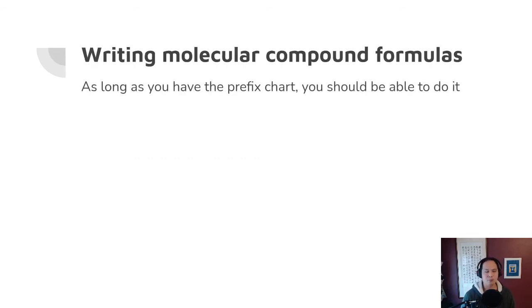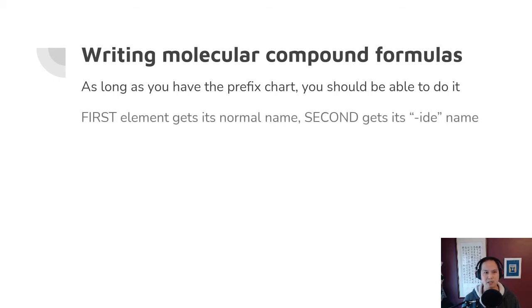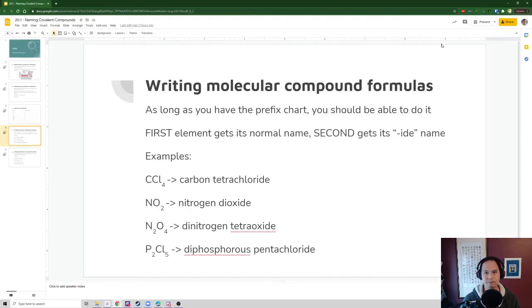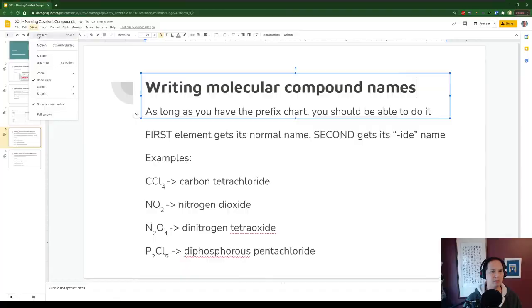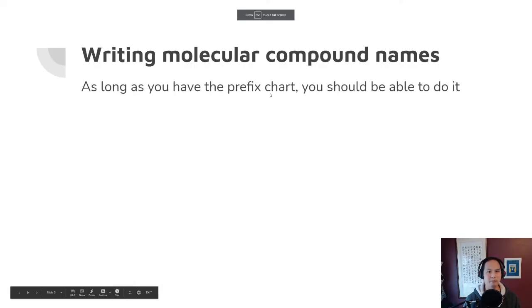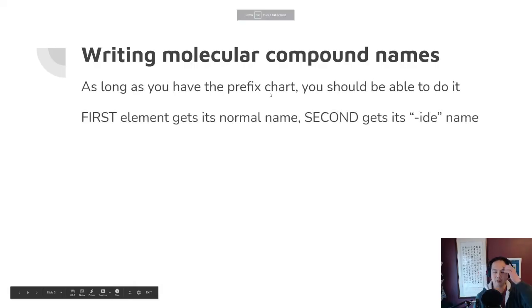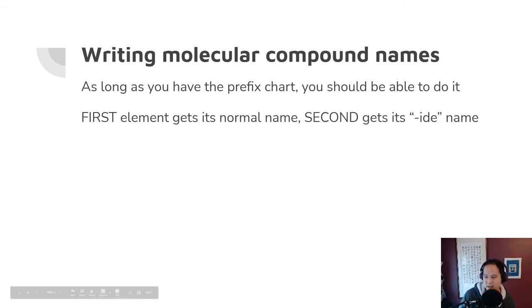Okay, so once you know the prefixes, and as long as you have the prefix charts, writing molecular compounds is very simple. Writing their names. Oops, wrong title, sorry. First element. The first element is going to get the normal name of the element, and the second is going to get its IDE name like we did with the ions before.